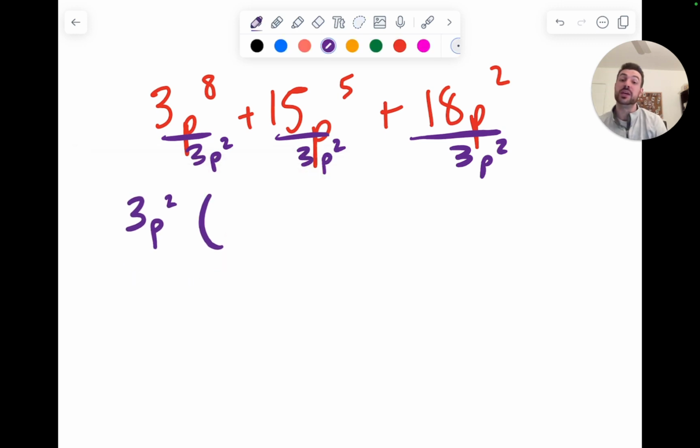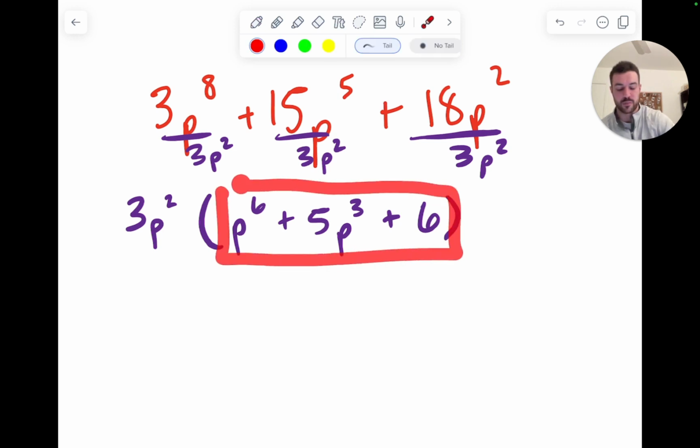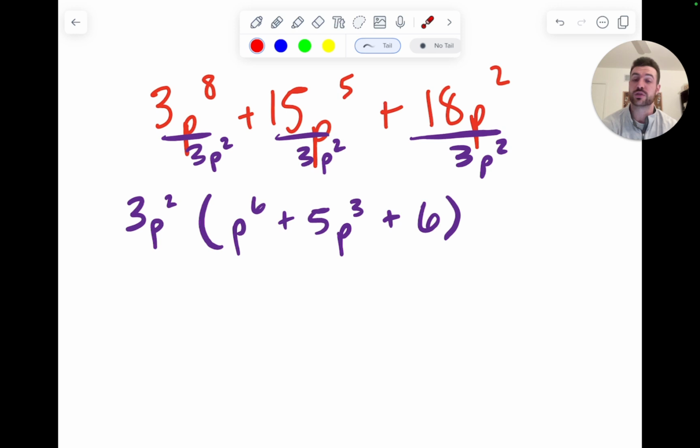Well, 3p to the 8th divided by 3p squared is p to the 6th. 15p to the 5th divided by 3p squared is 5p to the 3rd. Plus 18p squared divided by 3p squared is going to give us a 6. Now we're kind of where the last one started in terms of this part of the polynomial. So we could use substitution.